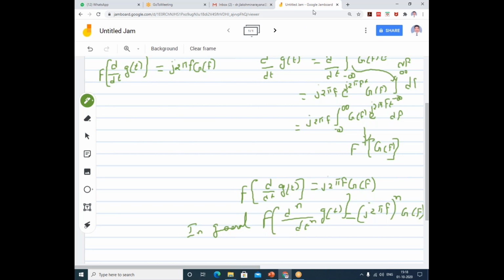Is it clear? Now please post it in the chat box. Is the concept clear now?